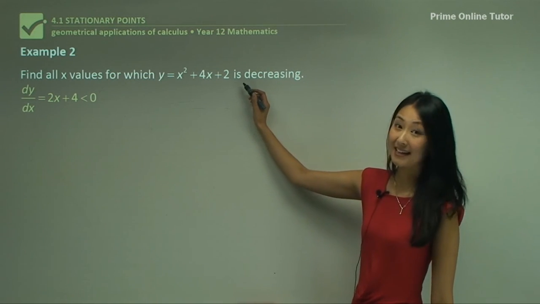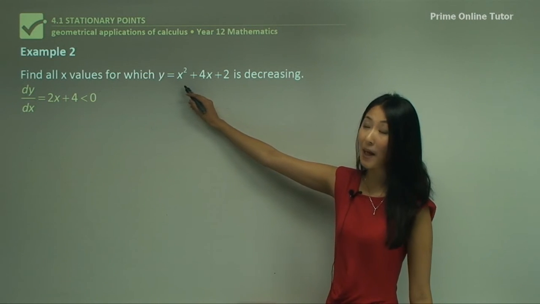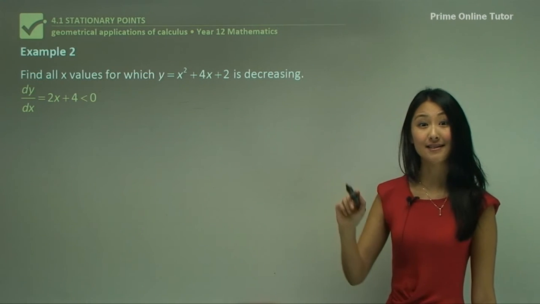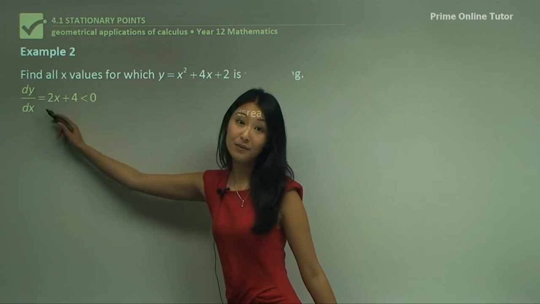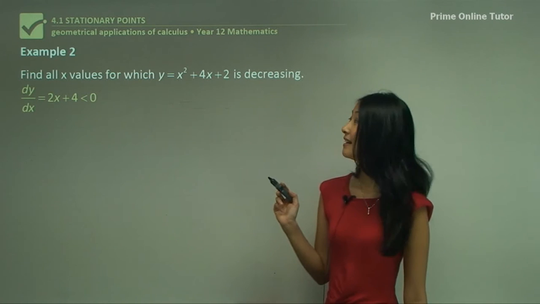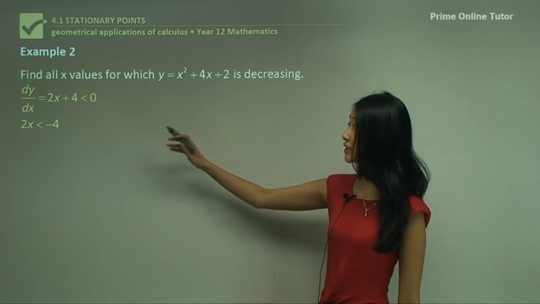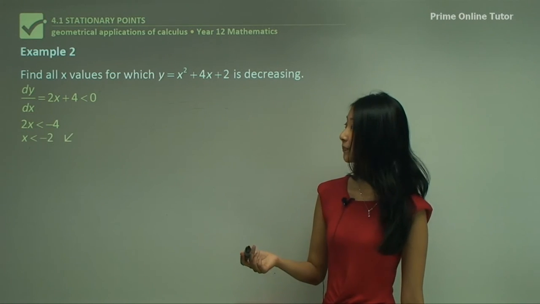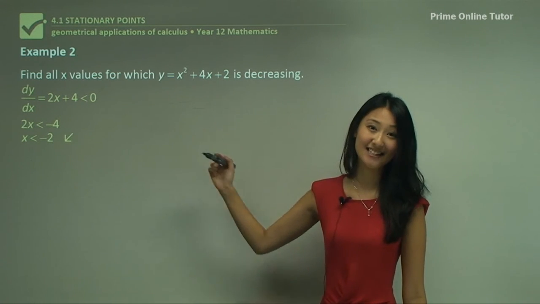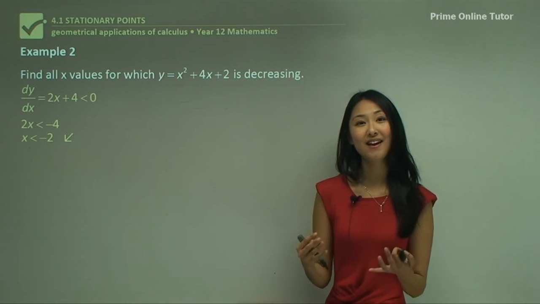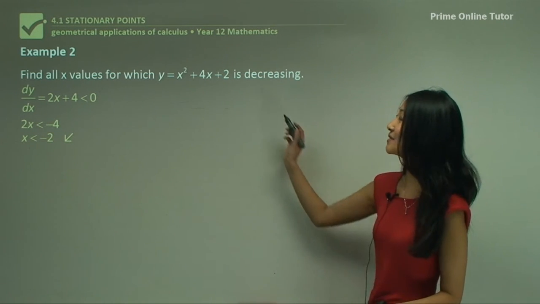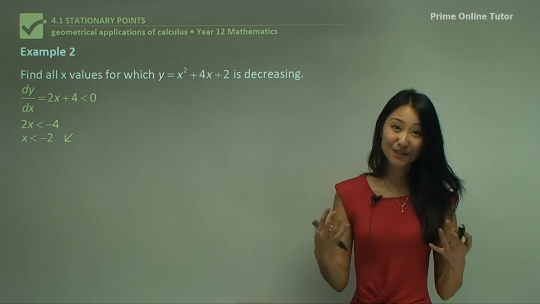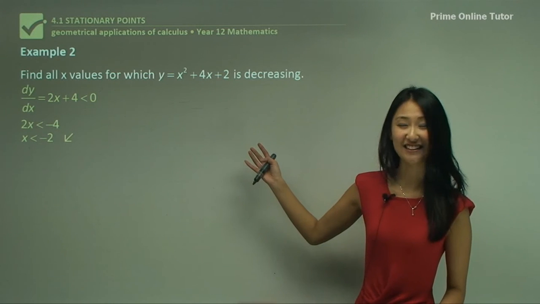So dy/dx in this case is going to equal 2x plus 4, and that disappears. So we have 2x plus 4 is less than 0. And remember how now we're working with this portion of the equation? So just move the 4 over, so we get 2x is less than negative 4. Divide both sides by 2, and we get x is less than negative 2. So we know that whenever x is less than negative 2, this portion of the graph is going to be decreasing.